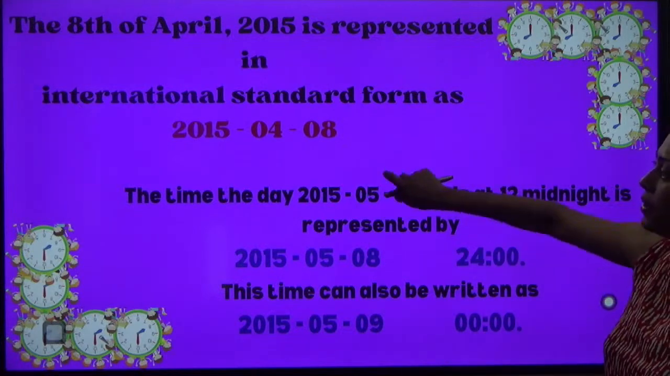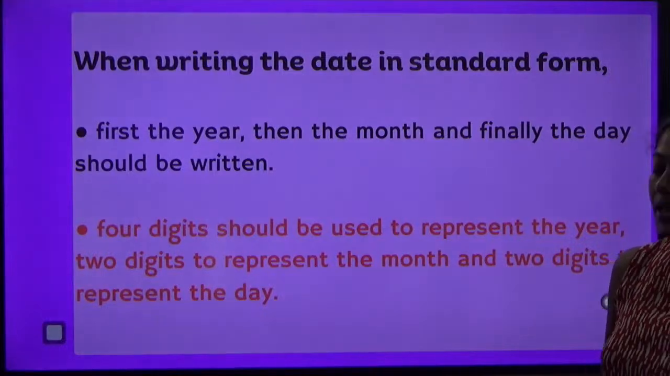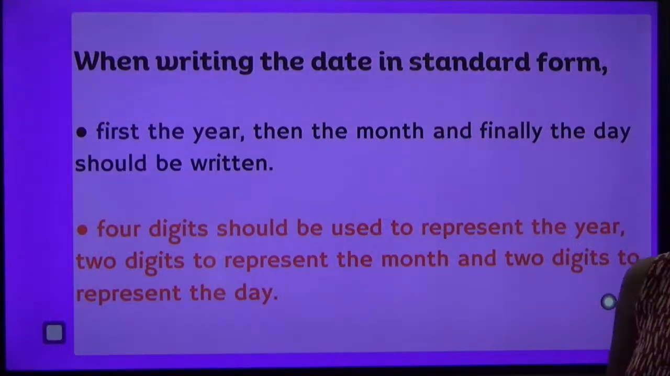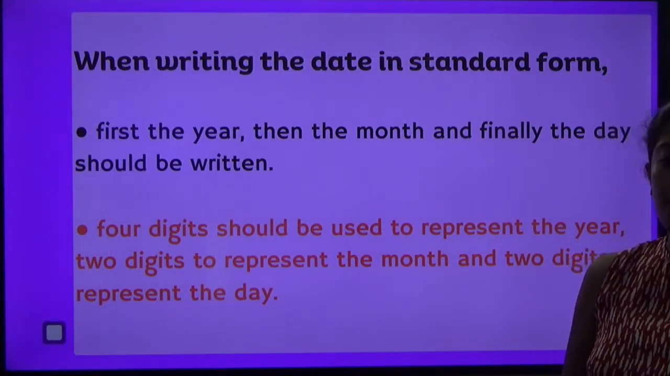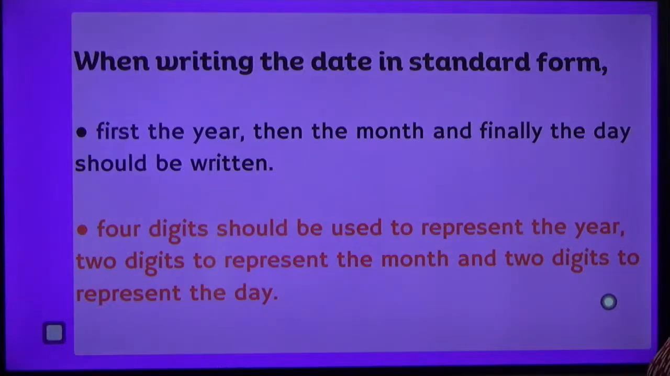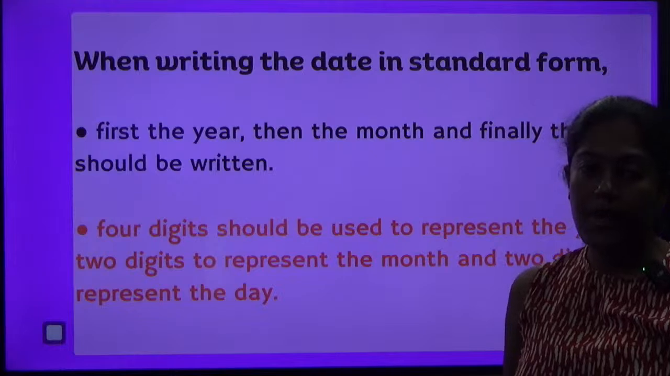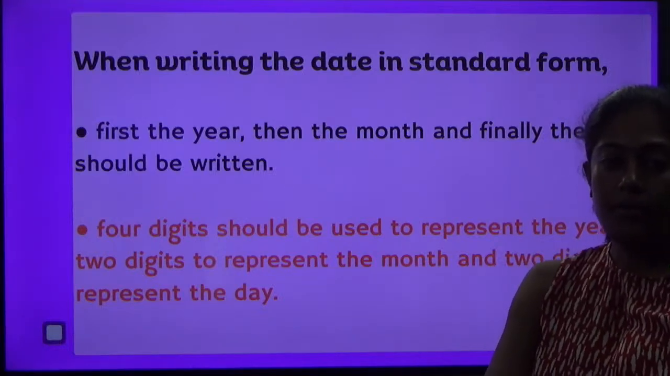First note down this one, then I'll give the example. When writing the date in standard form, first the year, then the month, and finally the day should be written. Note down this one, then I'll give the example. So you can write today's date as an example, right? Note down this one.